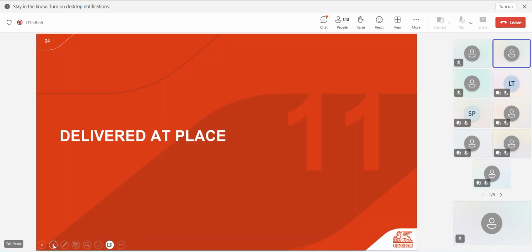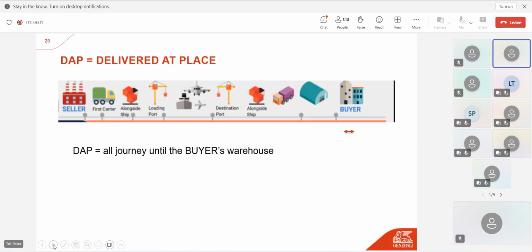All right, so this is also not common. It's called DAP, not Democratic Action Party, but delivered at place. Meaning all the journey, this is where you find the policy wording warehouse to warehouse. Every single stretch of the journey is covered, warehouse to warehouse cover. DAP.